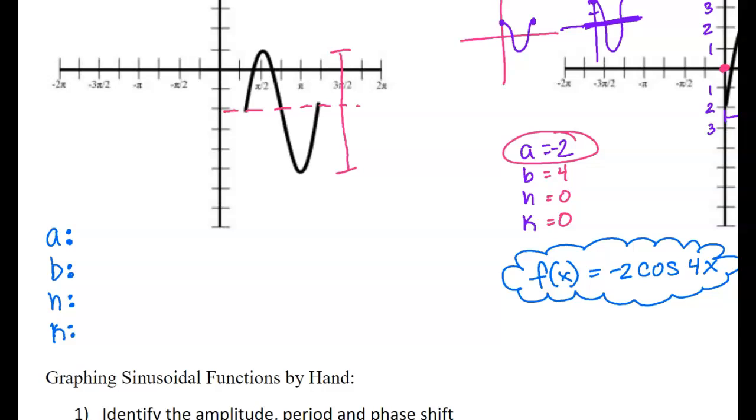So what is our answer? Yes, because the full height is 6. And also from the center of our graph, from the starting point to our max is 3. So here our amplitude is 3.